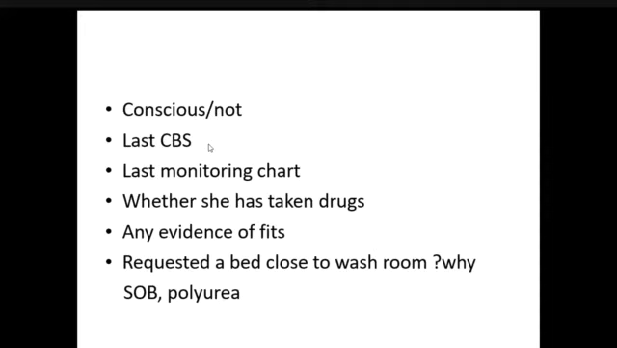She may be having polyuria, so if she wants to go to the washroom several times, that may be one reason. Or it can be due to shortness of breath, right? She may not appear dyspneic at rest, but when she walks to the toilet, what happens? She gets dyspneic, so that may be one reason why she requested a bed close to the washroom.